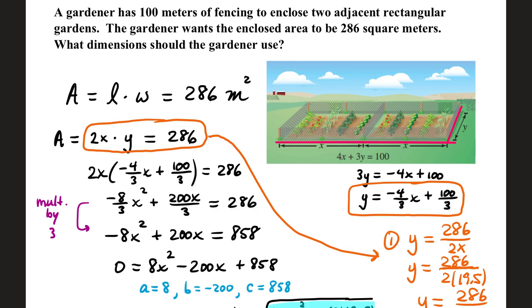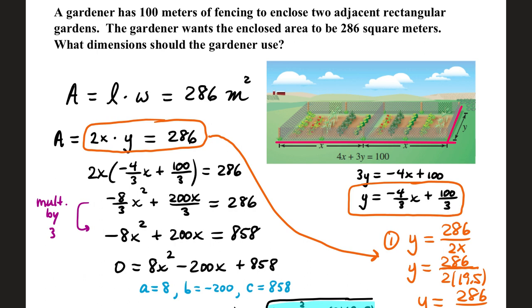Subtract 4 X's. 3Y is equal to negative 4X plus 100. Divide all the way through by 3. Y is equal to negative 4/3 X plus 100 over 3. I'm going to put a box around this because we're going to come back to it.